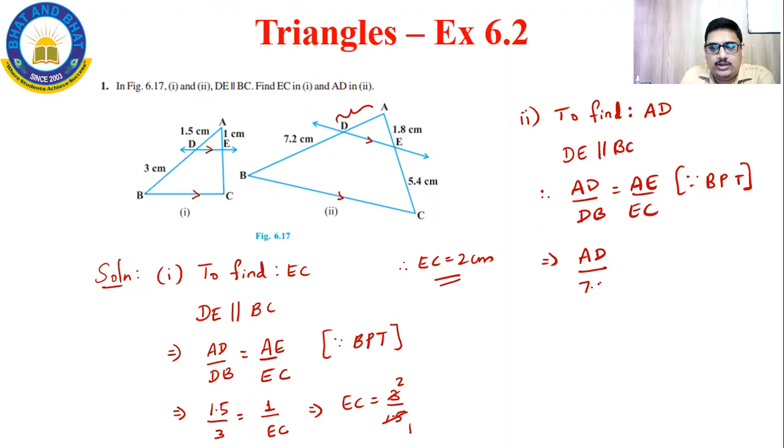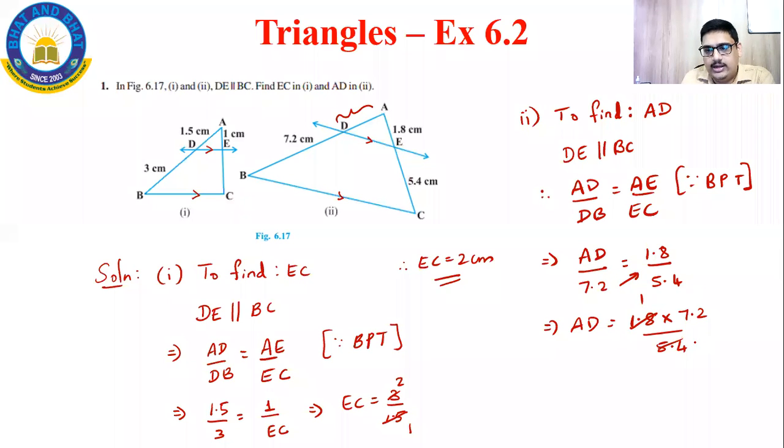Simple, direct substitution. AD is what I have to find out, divided by DB, which is given as 7.2. AE is 1.8, and EC is 5.4. So that implies AD is equal to, I'll do the cross multiplication, 1.8 into 7.2 divided by 5.4. So 1.8 times 3 is 5.4, then 7.2 divided by 3 is 2.4. So therefore, AD is equal to 2.4 centimeter. Yes, students, is this clear to all of you?